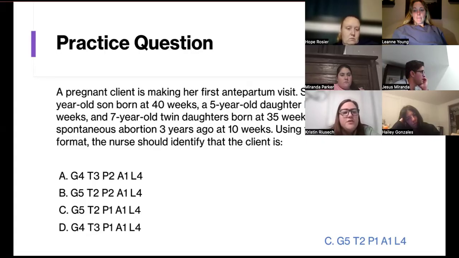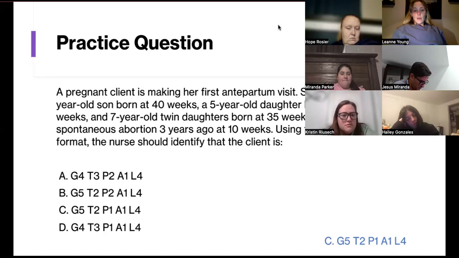Just to confirm, the only time that you would count the twins separately is under the L for living. Yes. So if they were born preterm, that's why it's 1 preterm delivery. Yes, correct.